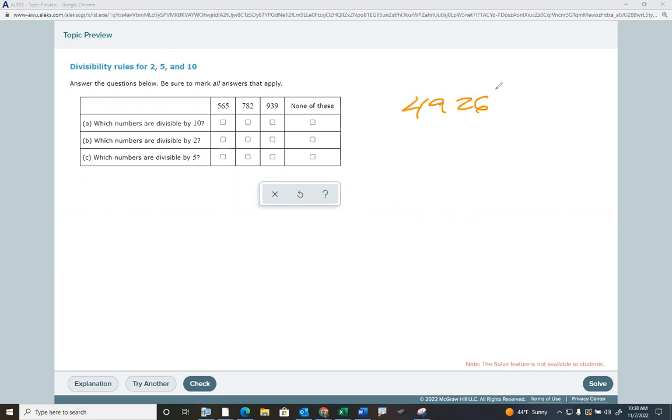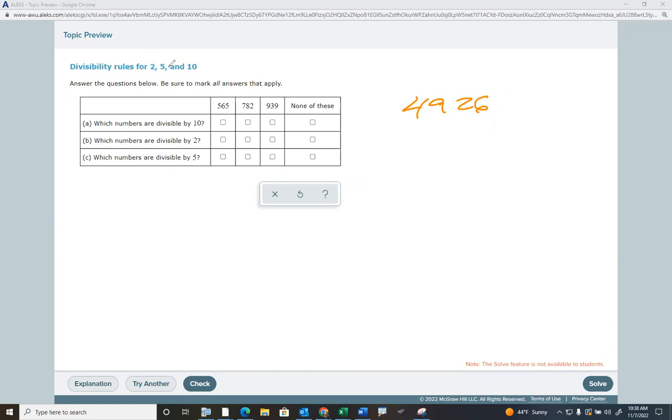4,926. It's even. The last digit is an even number, so yeah, it is divisible by 2. 2 will divide evenly into that number. Okay, so you just look at that. Look at the digit in the ones place, the last digit, and if it's even, 2 divides in. So that's the rule that you do for that.